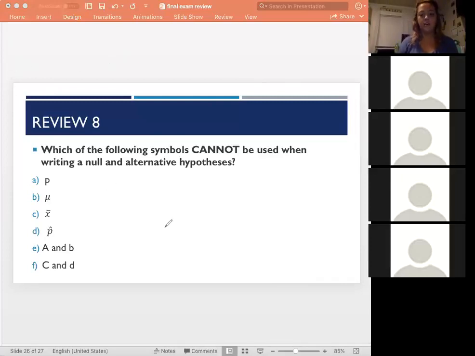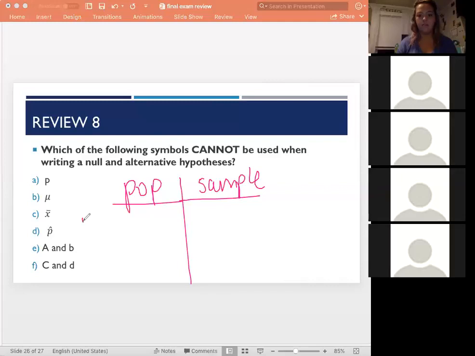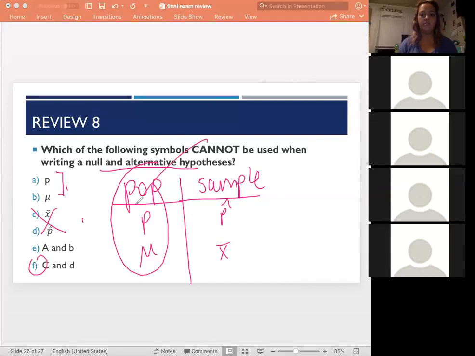People always get this wrong, but remember, if we have our population and our sample, we want to use either p or mu for the population, population proportion p or mu, and then sample is going to be p hat or x bar. But remember, we always want to use the population parameters when we're writing the hypotheses. So that's why these ones would be the ones that we use, and we would not want to be using these two. So our answer is F, because those cannot be used. So good job.